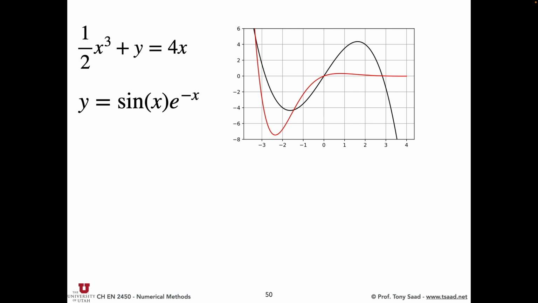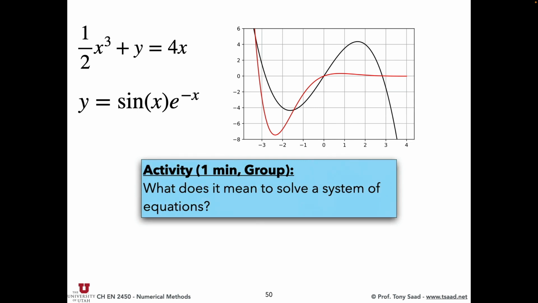We'll start with a little example. I have two functions over here: half x cubed plus y equals 4x, and y equals sine x times e to the minus x. And they're shown here. One of them is in black, one of them is in red. I don't know which one is which, but they look funny and interesting, okay? Now the question is, what does it mean to solve a system of nonlinear equations? And I can only do this for an example that's simple like that, where you have only two unknowns, x and y.